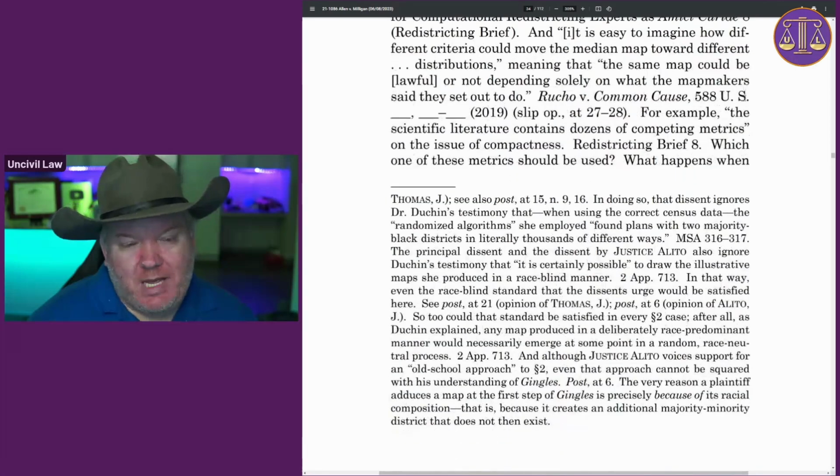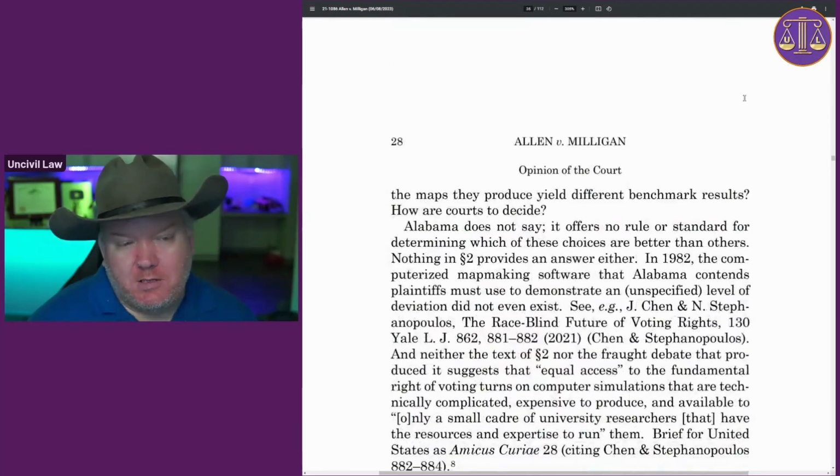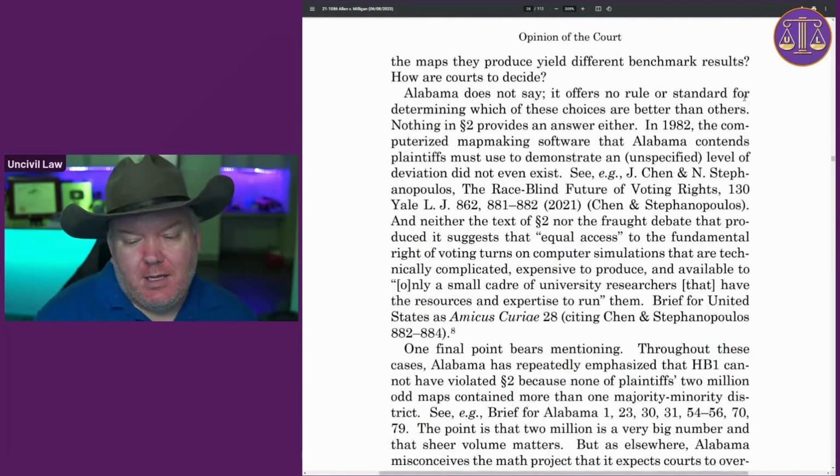What happens when the maps they produce yield different benchmark results? How are the courts to decide? Alabama does not say. It offers no rule or standard for determining which of these choices are better than others. Nothing in the relevant law provides an answer either.